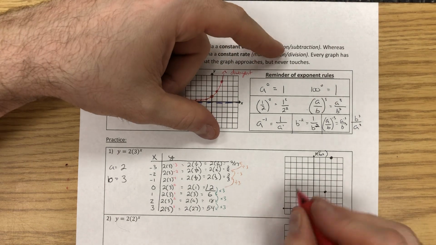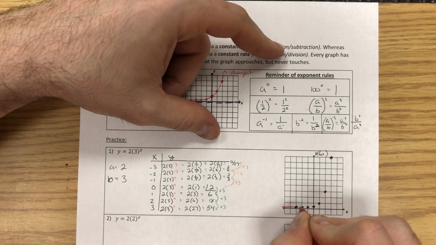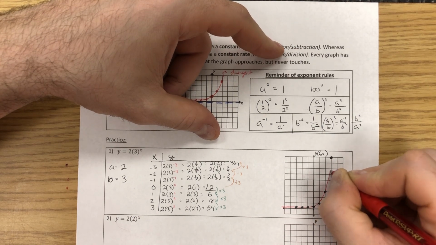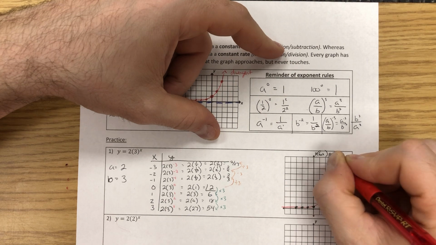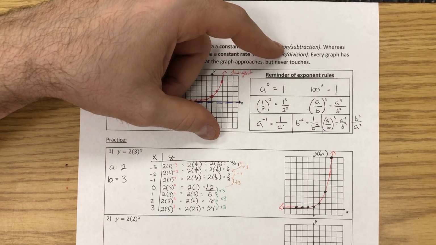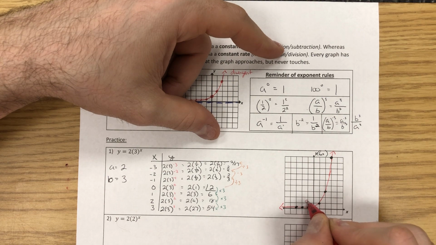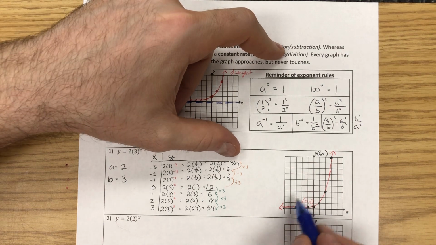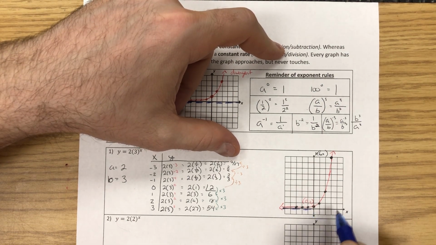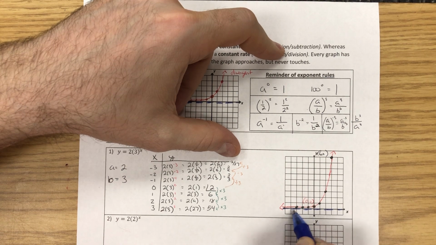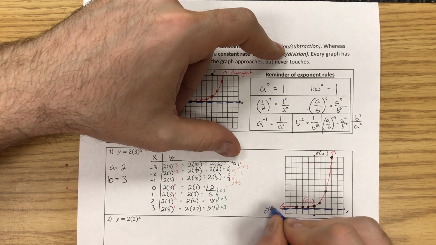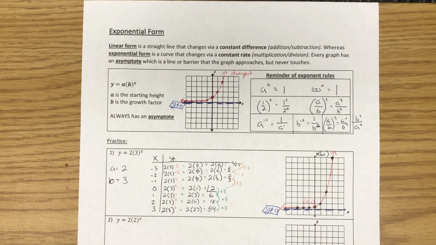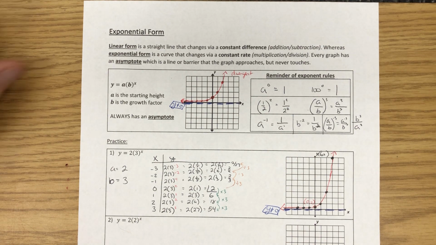And so let's go ahead and say, there we go. And I know I have a starting point right here at 0,2. The other thing that I notice is that my asymptote is right here, where y cannot equal 0. Boom. And there we go. We have our first exponential graph.